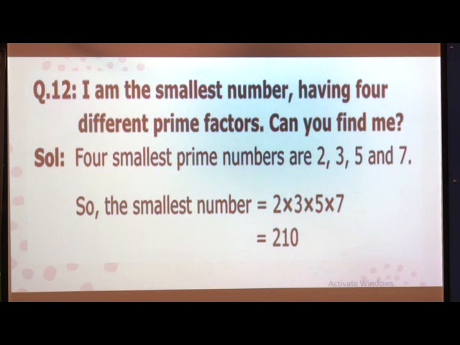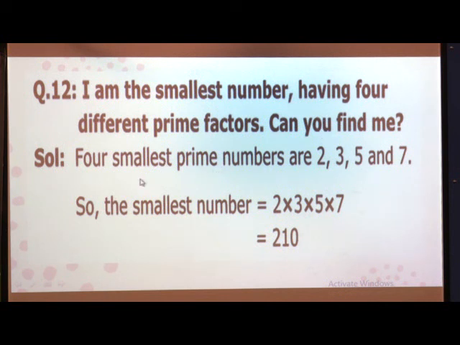Next, I am the smallest number having 4 different prime factors. We have to find the number. How do we find it? They have given a clue that the number is the smallest number having 4 different prime factors. So, we have to find the number.